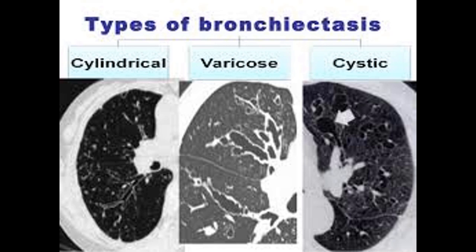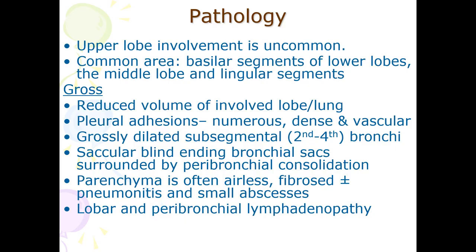Bronchiectasis could be cylindrical, varicose, or cystic. Upper lobe involvement is uncommon. Common areas are the basilar segments of the lower lobes, the middle lobe, and lingular segments. Grossly, there is reduced volume of the involved lobe and lung, pleural adhesions, numerous, dense and vascular, grossly dilated subsegmental second to fourth bronchi, circular blind-ending bronchial sacs surrounded by peribronchial consolidation. Parenchyma is often airless, fibrous, plus or minus pneumonitis and small abscesses, lobar and peribronchial lymphadenopathy.